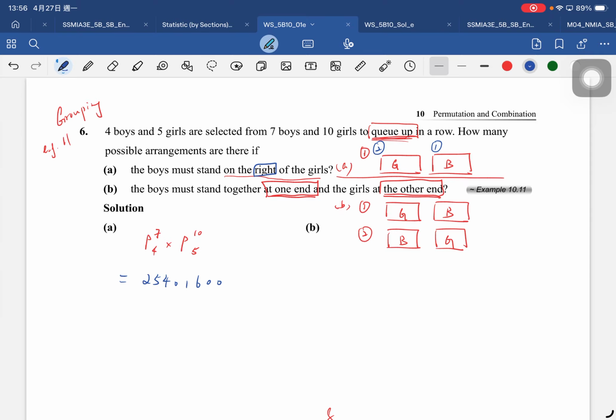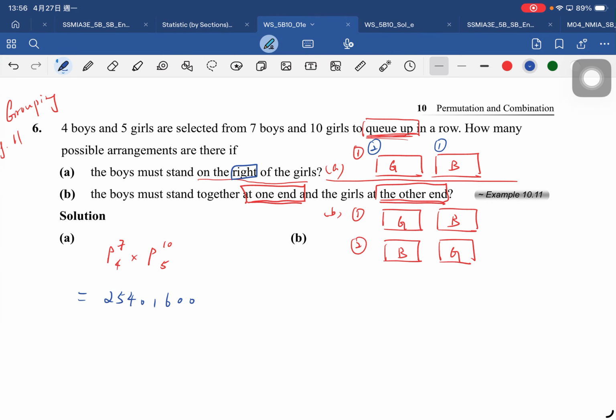The answer has been uploaded to the share drive. You can find out the final answer. But how about the second part? When you interpret the question, be careful.